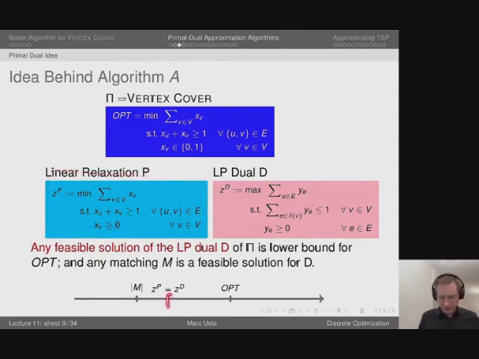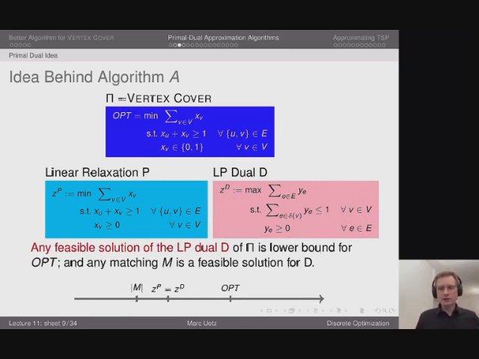Which could be different. For example, here for non-bipartite graphs, it is actually different. And then by linear programming duality, that is also the optimum solution value for the corresponding dual here. And any feasible solution of this dual maximization problem will lie here, right? And a matching was a feasible solution to this linear programming problem here.